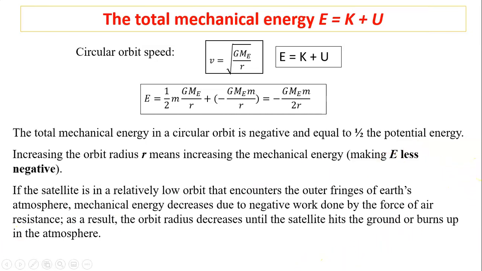If the satellite is in a relatively low orbit that encounters the outer fringe of the Earth's atmosphere, mechanical energy will decrease due to negative work to overcome friction. As a result, the radius will decrease because E decreases, so this r has to decrease, becoming more negative, and eventually the satellite will hit the ground or burn up in the atmosphere.